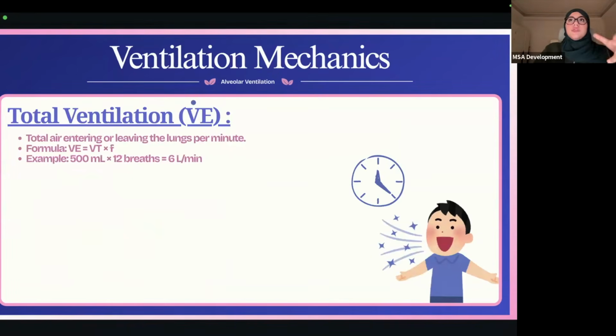Ventilation is just how often you produce this volume in each breath over the course of a minute. If that didn't make sense, I'll explain it right now. Total ventilation just means your tidal volume times how often you breathe in a minute. So let's say I breathe exactly 12 breaths in a minute. It's just 12 times 500. But you have to turn it into liters, right? So 500 times 12 is 6 liters. And just for your information, there are 1,000 milliliters in 1 liter.